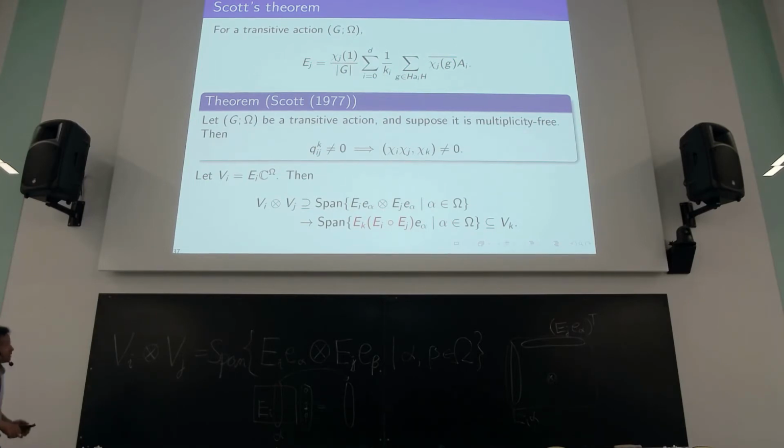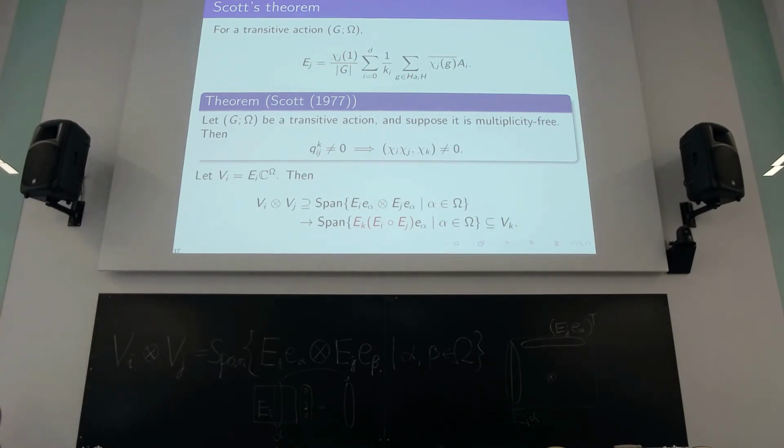Then here in the first line or the second line, I restrict myself to a special kind of vector, Ei e alpha times Ej e alpha. So I don't let alpha and beta vary arbitrarily, but I specify alpha and beta to be equal. So that's why I have a subspace. In other words, it's essentially the same as taking some kind of diagonal part of that square matrix. So this is a subspace, and it is easy to see it is invariant under the group action.